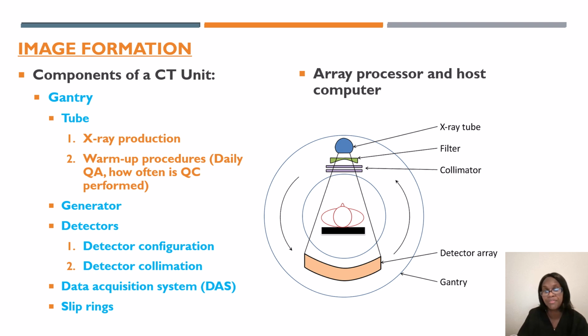How often do you perform your daily QA? How often is your QC performed? Do you know your generators, your detectors? Also, make sure you know your generations, first generation, second generation, third generation. Know your slip rings, data acquisition system, your array processor, and host computer. What do you send your images to? Do you know that's called PACS?